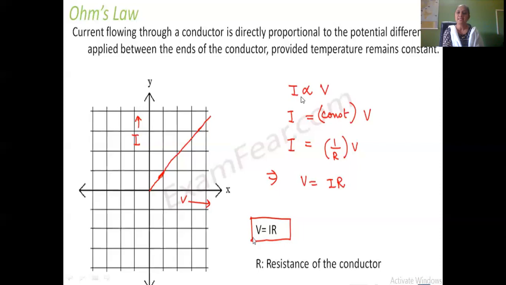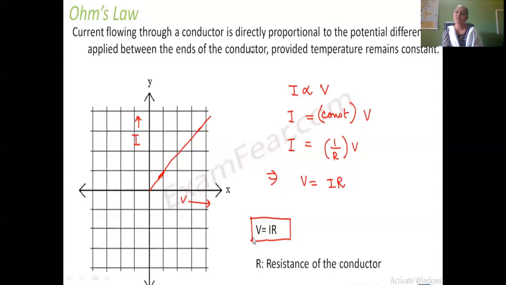To replace the directly proportional symbol and to get equality, we have to take a constant. So I have replaced this and written an equal sign, but when we are replacing, we have to write the constant as well, multiplied by V. So what is this constant here?